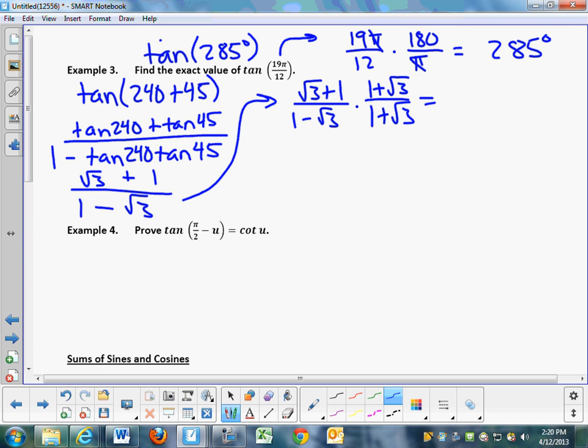We multiply. The top we have to FOIL. 1 times the square root of 3 is the square root of 3. Square root of 3 times square root of 3 is 3. 1 times 1 is 1. 1 times square root of 3 is square root of 3. Divided by, what is 1 minus the square root of 3 times 1 plus the square root of 3? What happens when you multiply conjugates? The middle disappears. So I'm left with 1 times 1, which is 1, and square root of 3 times negative square root of 3 is minus 3.